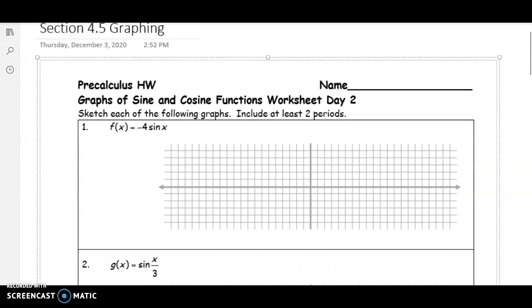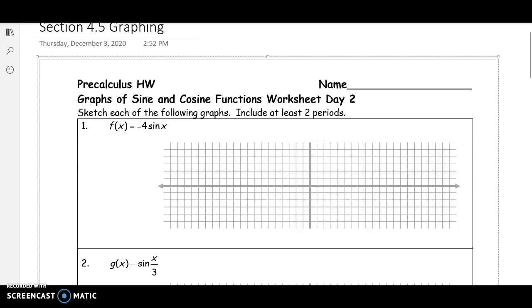Alright guys, so today we're going to go through that homework worksheet that you worked on yesterday or over break. I'm going to go through some of these, not all of them, and then next week I will have the answer key for you to check all your work here.